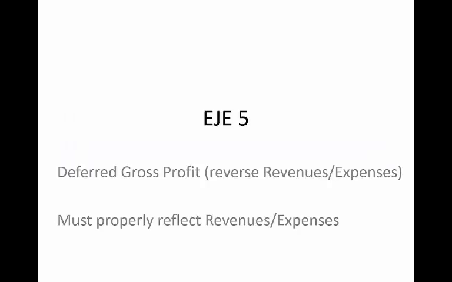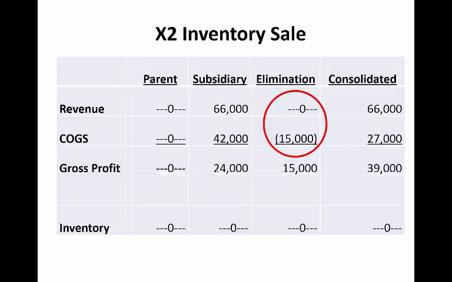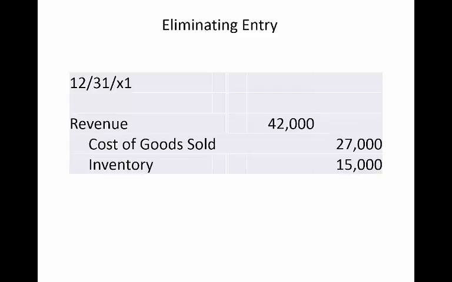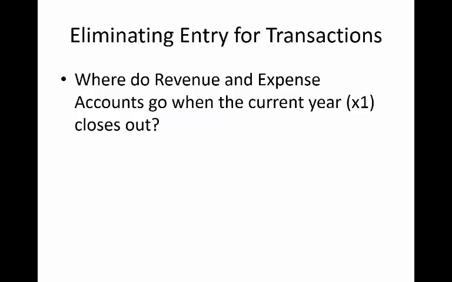Now let's talk about EJ number 5, properly reflecting revenues and expenses. We've said this before, but we must properly reflect revenues and expenses. And what we've seen here is that we've got $15,000 we've got to incorporate into our consolidated income. Well, let's begin by asking ourselves, what did we do last year with this deferred gross profit? This is the entry we made in X1. Well, where do revenues and expenses go after they're closed out? You should know, retained earnings.